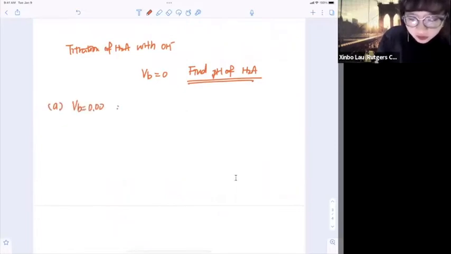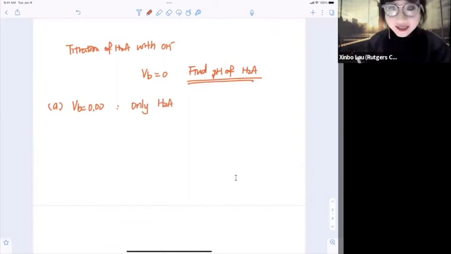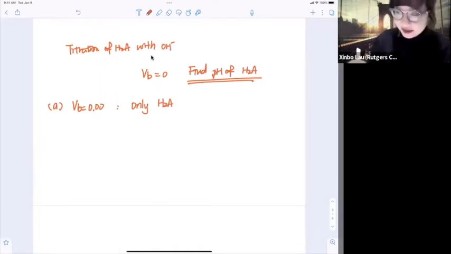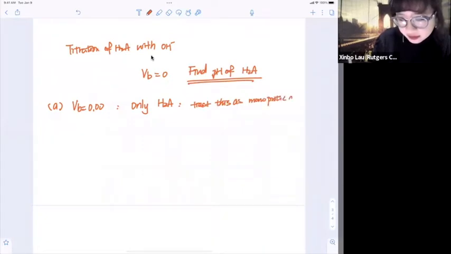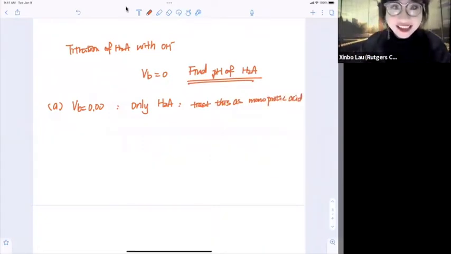So we only have H2A. How do I do this calculation? You're going to treat it as a monoprotic acid and do the calculation. So treat this as the monoprotic acid and then set up the shortcut. I believe we know the shortcut, right? Now let's do the calculation. We're going to use the formal concentration.